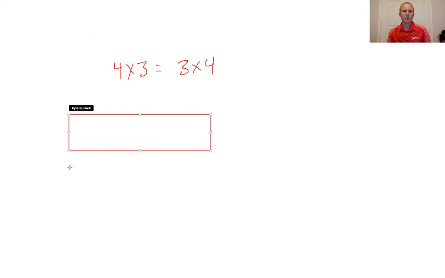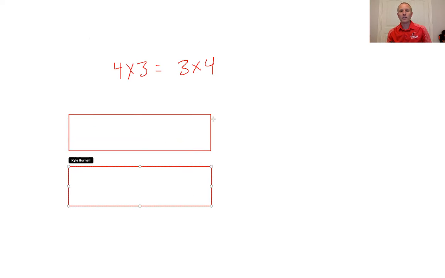I'm going to draw them the same size, about the same size. There we go. Because the answer is the same, so I want to show that they end at the same spot. They're the same size. And the first one is going to have 4 groups of 3. So I have to have 4 units in here.